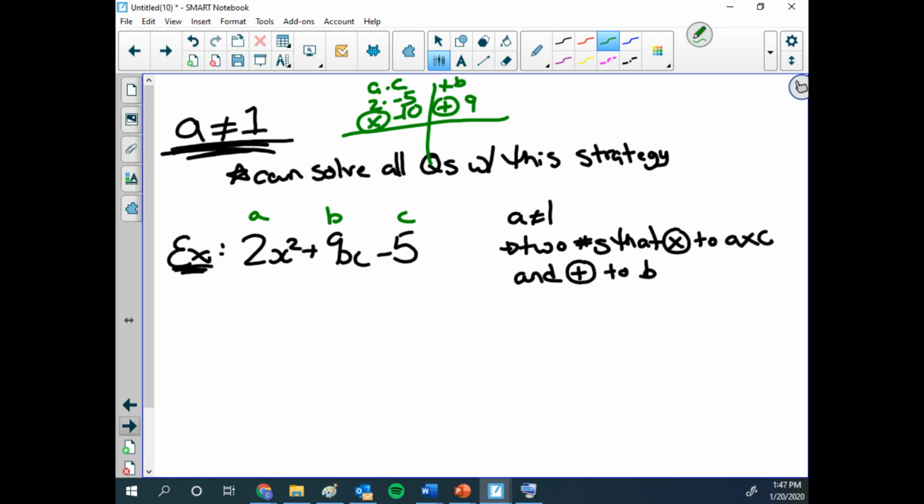Multiply to negative 1 and 10. Thank you. Negative 1 times 10. Negative 1 times 10 is negative 10, and negative 1 plus 10 is 9. So that's good. So those are my 2 numbers. Anybody remember what to do next? Oh, good. Go for it.